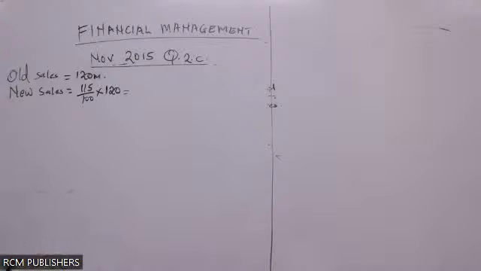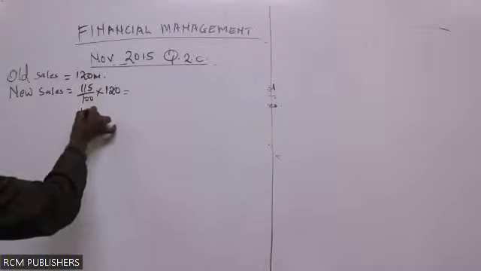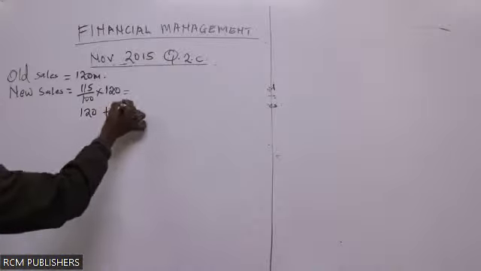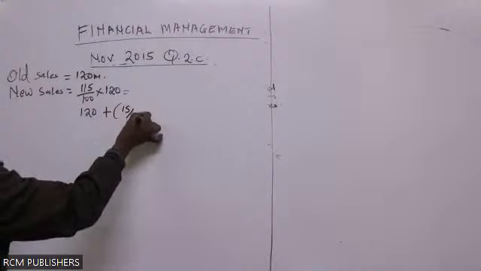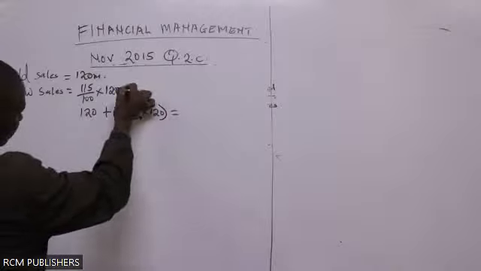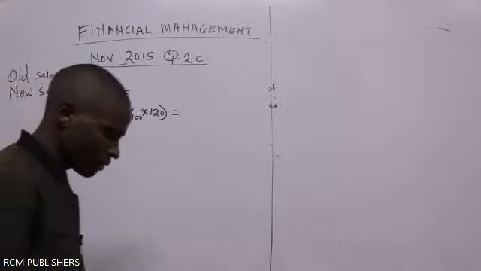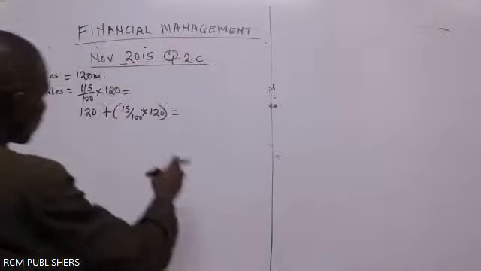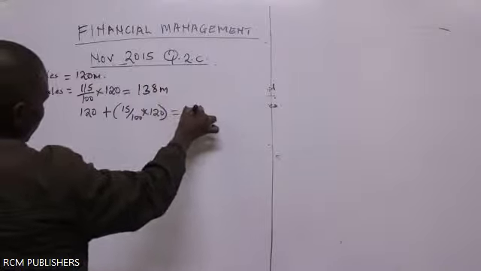Unapata hiyo. Ama utafute 15, uchukue 120 plus, this is the old sale plus, now it increased by 15%, 15 over 100 of 120. Hizo zote zinafaa kupatia the same. Ukitumia njia yoyote, bora ufike haraka. So you're giving me 138 million.